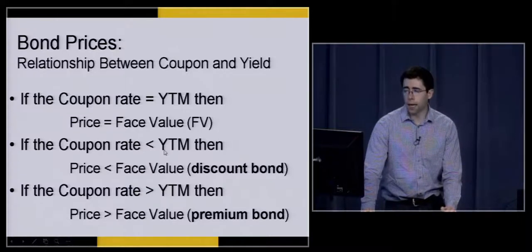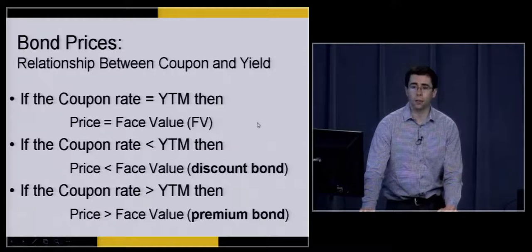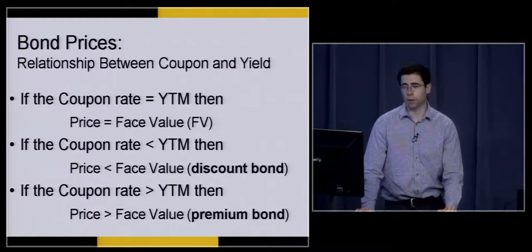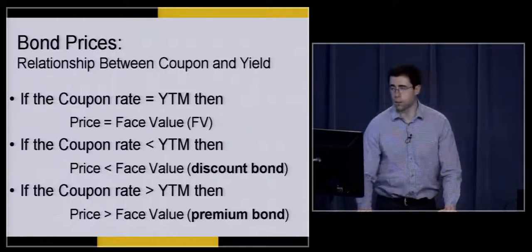Now, if our coupon rate is less than our yield to maturity or our interest rate, then we have a case like the very first example I gave you, where we have a discount bond, meaning that the price is less than the face value. Finally, if the coupon rate is greater than the yield to maturity, that would be a case where the price is going to be greater than the face value. In other words, we have what's called a premium bond.